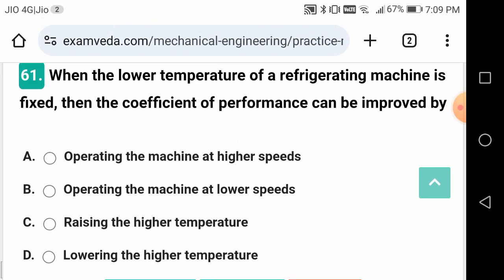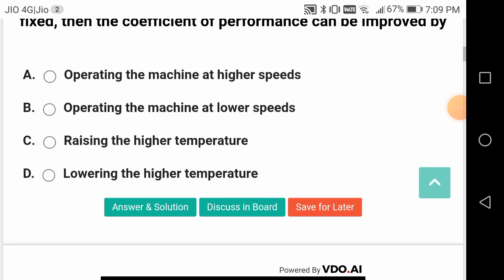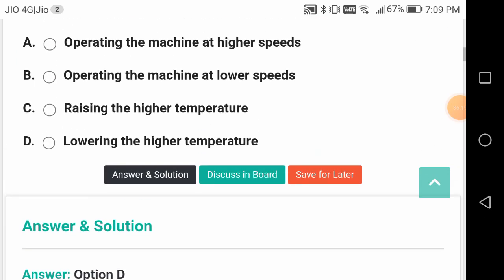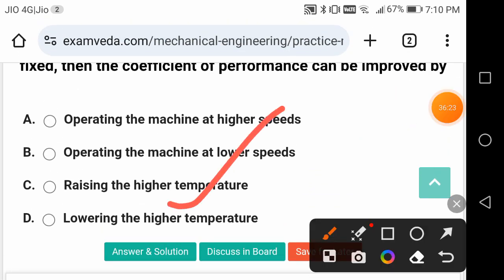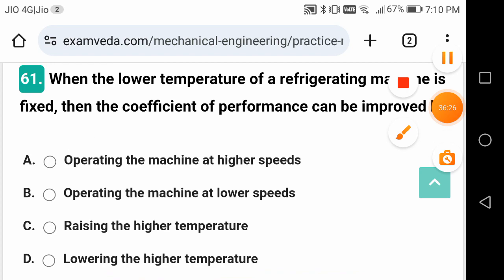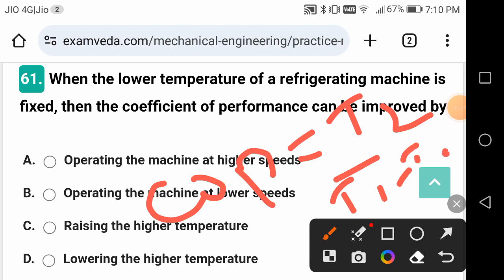When the lower temperature of a refrigerating machine is fixed, then the coefficient of performance can be improved by, what is this? D. Lowering the higher temperature. So he is saying that COP is equal to T2 by T1 minus T2. T2 is the lowest temperature, T1 is the highest temperature. So he is saying this is fixed.